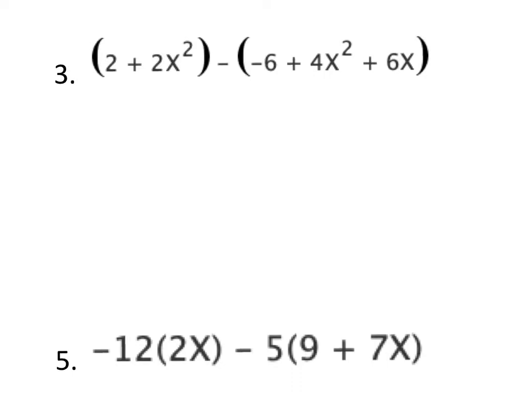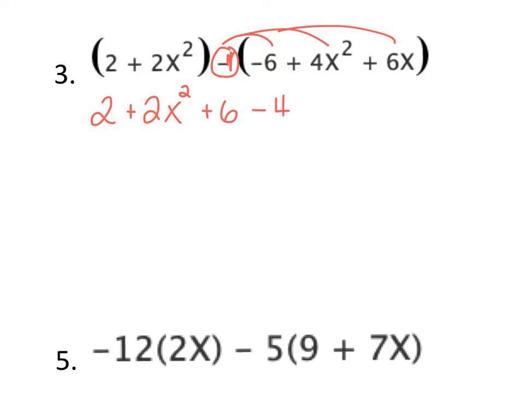In number 3, when you simplify, you can't just erase the parentheses. I'm going to recopy the first binomial, but in the second one, because it's minus, if you think of this as having a coefficient of negative 1, you need to distribute your negative 1 to this trinomial. So negative 1 times negative 6 is positive 6. Negative 1 times 4x squared is minus 4x squared. Negative 1 times positive 6x is minus 6x.